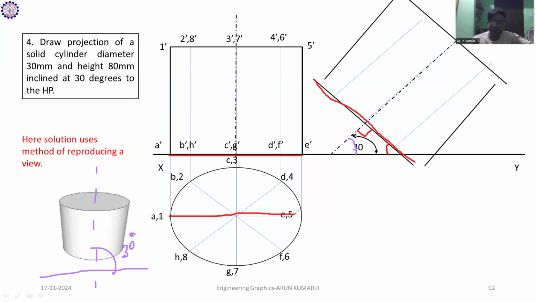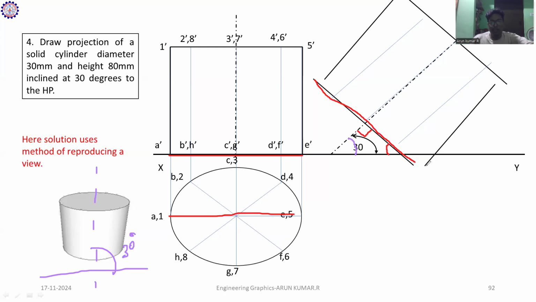Why? Because the base length is equal to the diameter of the circle. But in similar problems like a pentagonal prism, hexagonal prism or triangular prism, the base length can vary. So whatever data you have, you incline it at 60 degrees, and I construct this diagram.